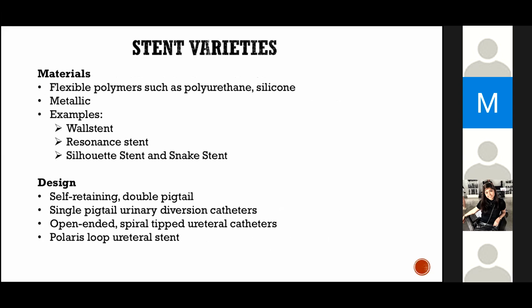So materials come in flexible polymers such as polyurethane, silicone, and metals. Designs vary. There are self-retaining double pigtail, single pigtail urinary diversion catheters, open-ended spiral tip ureteral catheters, and Polaris loop ureteral stents.